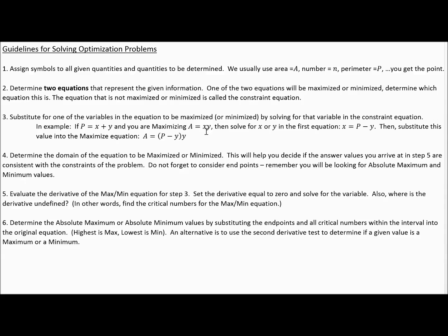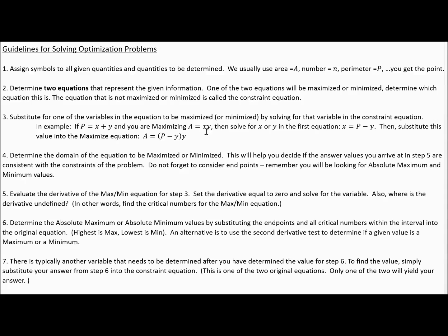Step 6, it says determine the absolute max or absolute min by substituting the endpoints. Actually, the story I just told just then covers that as well. Okay. Step 7, there's typically another variable that needs to be determined after you have determined the value for step 6. To find the value, simply substitute your answer from step 6 into the constraint equation. In other words, if you're dealing with X and Y and you found X, well, then you need to go back and find Y. Okay?